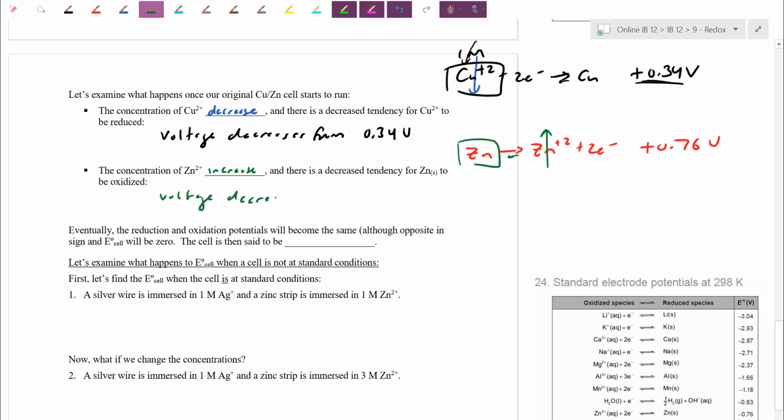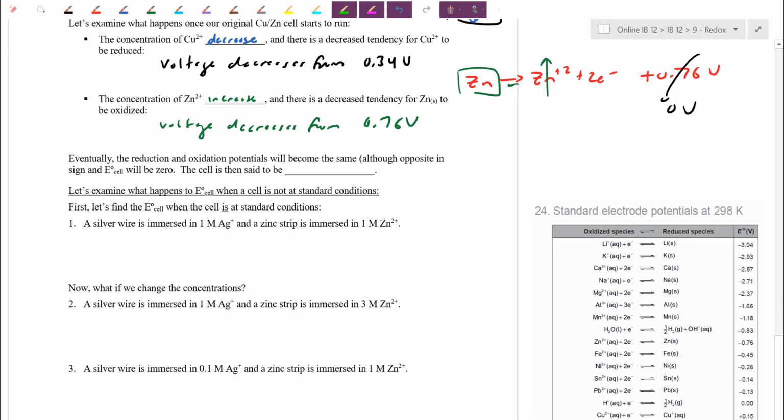Both half cells decrease from this positive voltage, eventually until when? Until both of their E naughts add up to give 0, okay? Because they're both positive to begin with, this one needs to drop to 0, and this one also needs to drop to 0. So the overall 0 plus 0 is just going to be 0. So eventually the reduction and oxidation potentials will be the same, opposite in sign. So therefore the E cell will be 0.